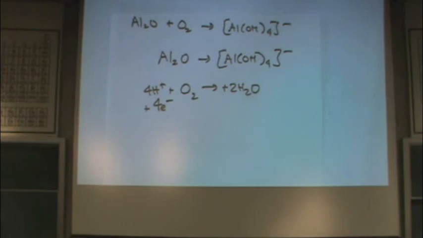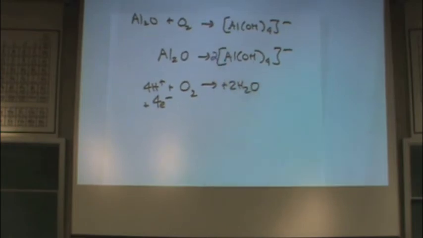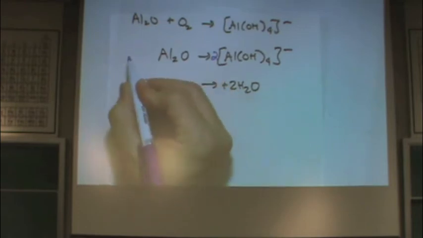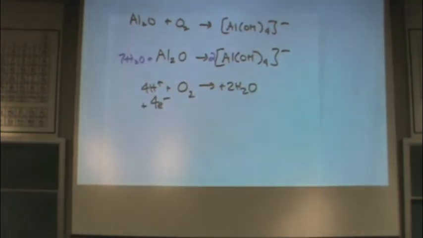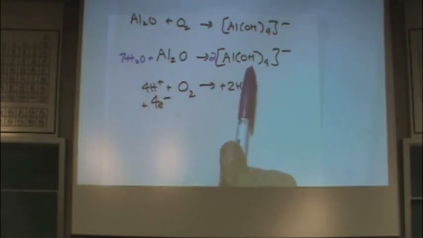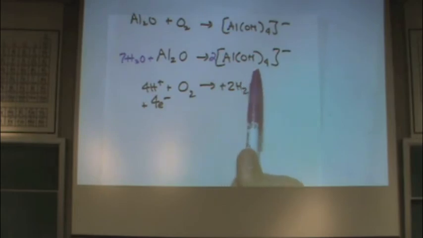Okay, so for the top one, step 1, balance whatever is not oxygen or hydrogen, that's aluminum. I need 2 aluminums on both sides. Step 2, balance the oxygens. There's how many on the right? 8, and on the left 1, so I have to add 7 of those. 7 H2O. And then step 3, balance hydrogens with H+. There's 14 hydrogens here. How many here? 8. So I'm going to add 6.